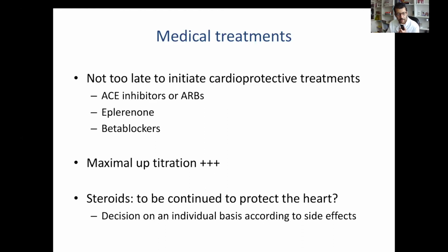And finally, we specifically discussed previously the potential effect of steroids in adult patients. And I think we have now a significant number of studies showing that steroids are beneficial at the cardiac level as well. So protection of the cardiac function is a supplemental reason for maintaining glucocorticoids. But obviously, decisions have to be made on an individual basis according to the benefit risk ratio for each patient.